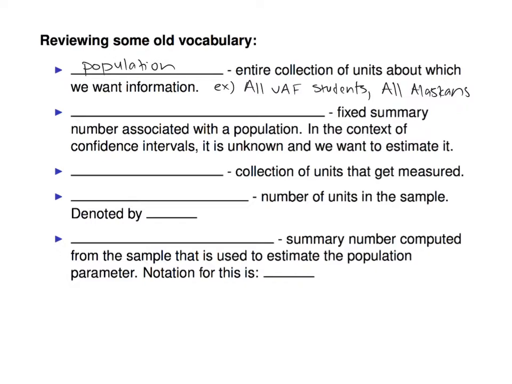A fixed summary number associated with a population. In the context of confidence intervals, this is the unknown thing we want to estimate. It also begins with P. Parameter. There we go. The thing you want to estimate. Some examples of parameters are proportions. That was usually a P, right? Another example could be mu, the mean, right? So stuff like that. Those are the parameters.